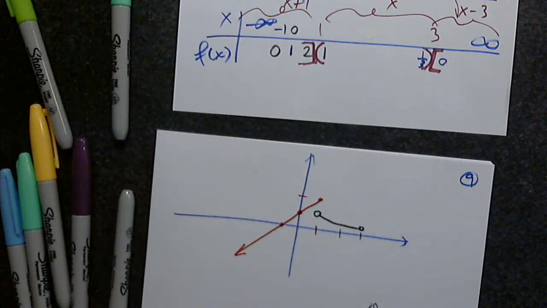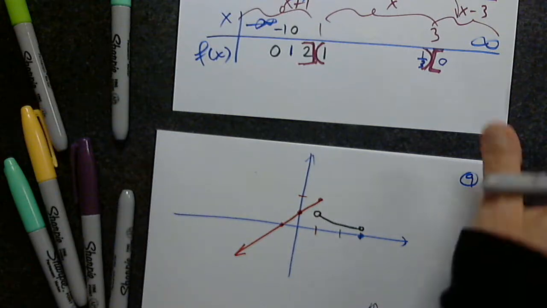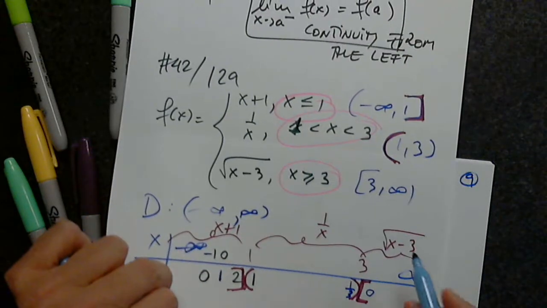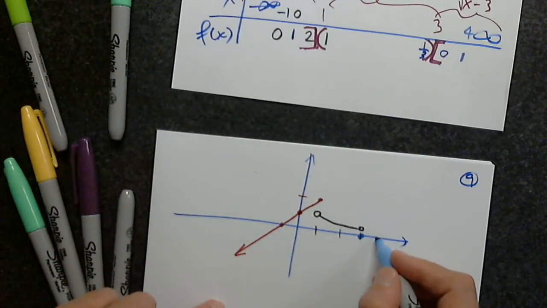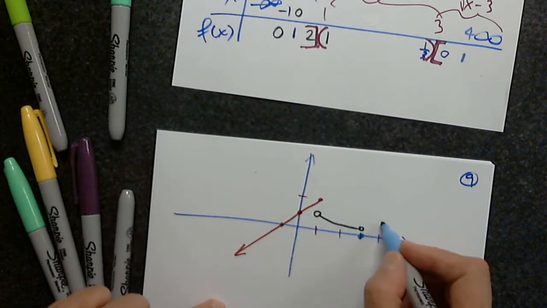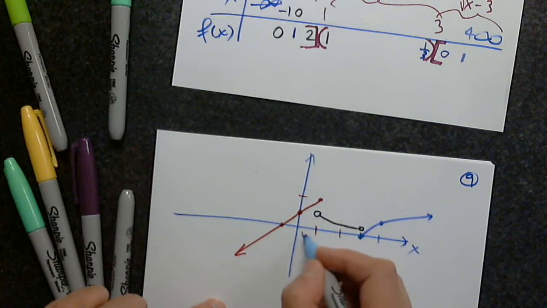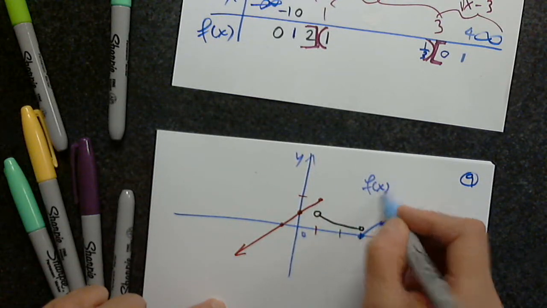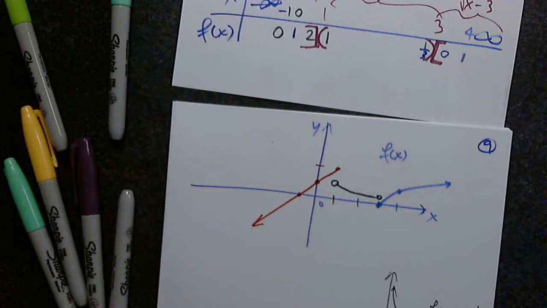And now finally we get to 3, 0, which is this point. And let's say 4 and 1. Let's make 1 more. We need that. So here's the graph. So this is the graph of function f of x. How will you answer concerning continuity? Is this function continuous everywhere?